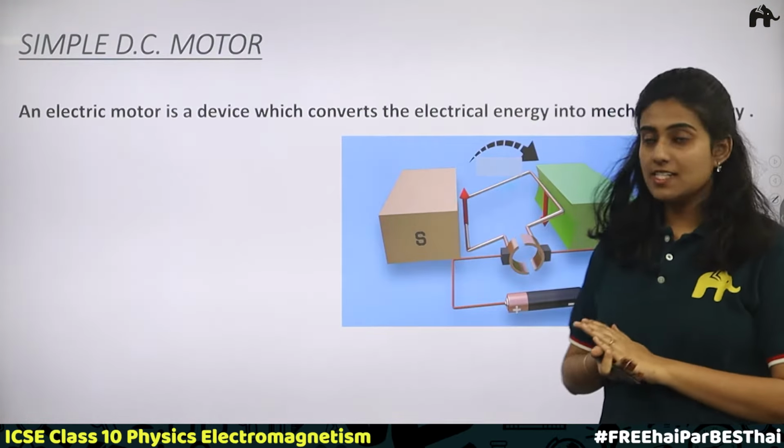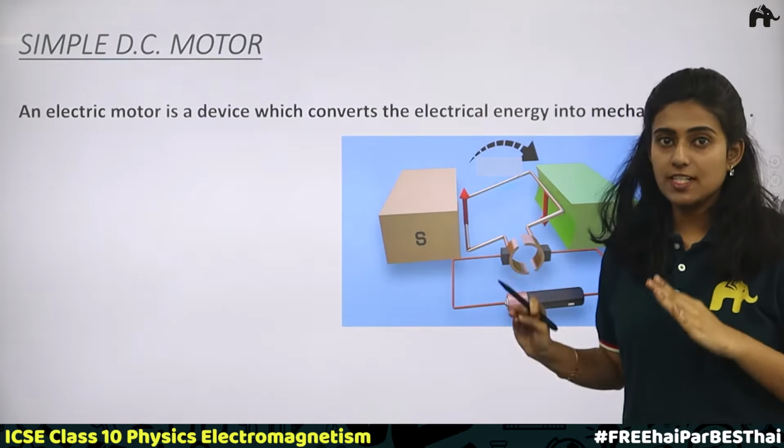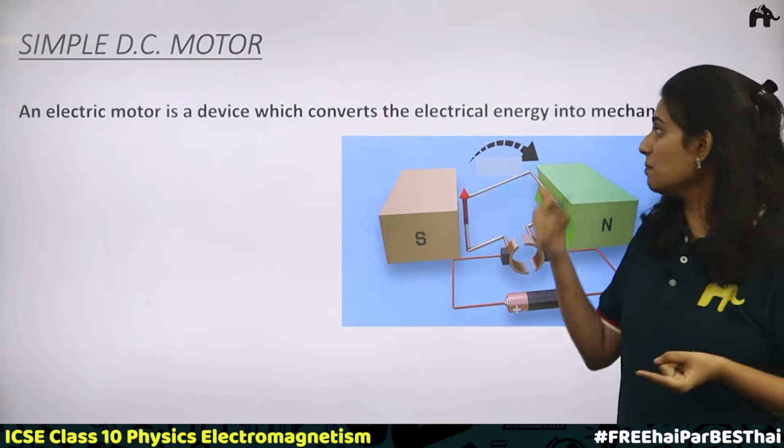Okay. Now let us understand the working of DC motor. A DC motor is a device which is used to convert electrical energy to mechanical energy.